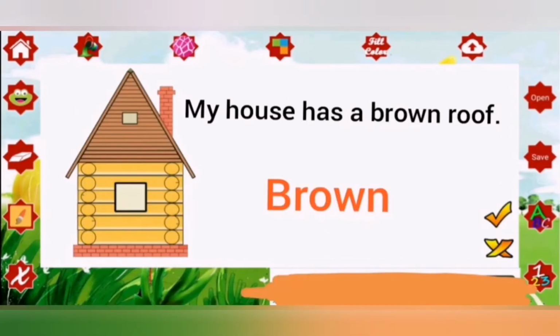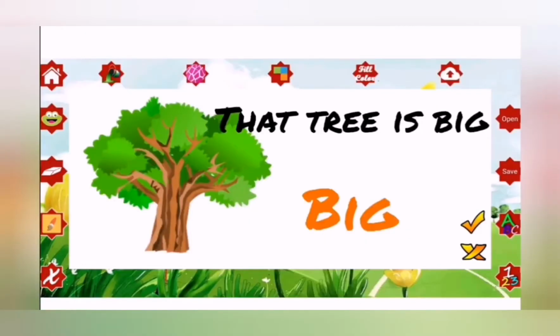My house has a brown roof. Here, brown is an adjective that describes the color of a house. That tree is big. Here, big is an adjective and it describes the size of a tree.